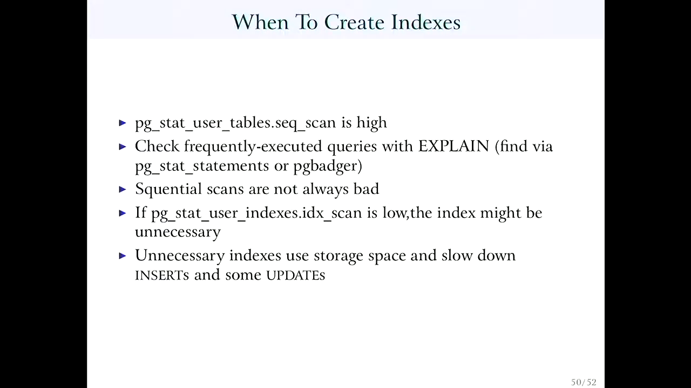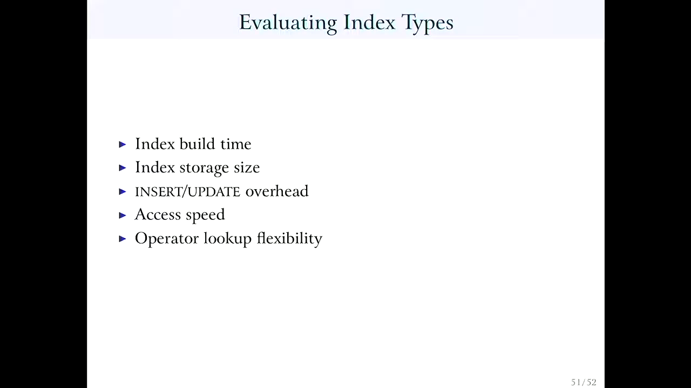So in summary, how would you figure out when to create indexes? pg_stat_user_tables sequential scans would indicate maybe I need an index there. You can use EXPLAIN, pg_stat_statements, pgBadger. Sequential scans aren't always bad, but again, you may want to delete indexes that have low usage, and unnecessary indexes are a bad thing. When you're considering an index type, consider how long it takes to build, consider how big it is, consider the index update overhead, and the access speed, and also the operator flexibility.